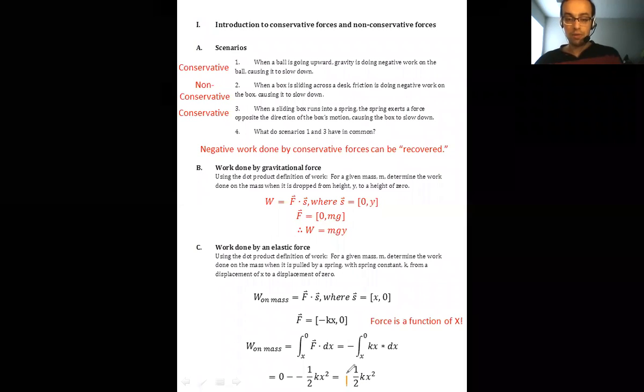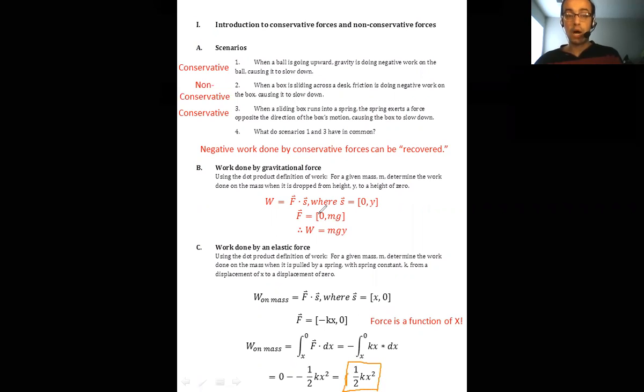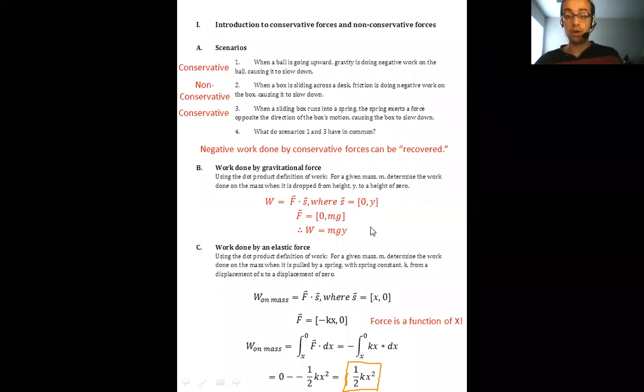So that is the expression for potential energy in a spring, which again we saw when we were talking about potential energy in gravity. So the work done by a gravitational force and the work done by an elastic force becomes the potential energy of either gravity or the elastic force, respectively. Again, the negative work done by conservative forces can be recovered.